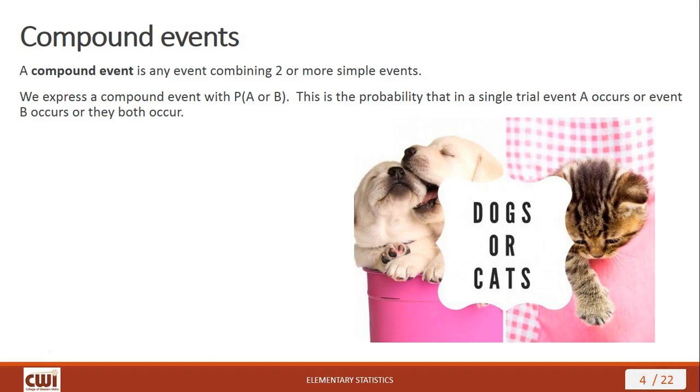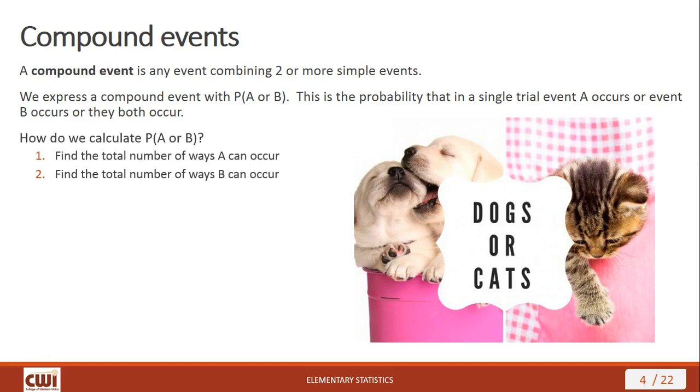A compound event is simply an event combining two or more simple events. We express a compound event with the notation P of A or B, which we read the probability of A or B occurring. This is the probability that in a single trial event, A occurs or B occurs, or they both occur. Remember, we're using that inclusive sense of the word or. How do we calculate it? Well, very simple. First, we define the total number of ways that A can occur, and then we find the total number of ways that B can occur, and then we add them together in a way that we make sure that nothing's being double counted.